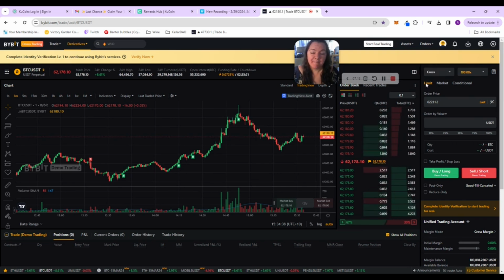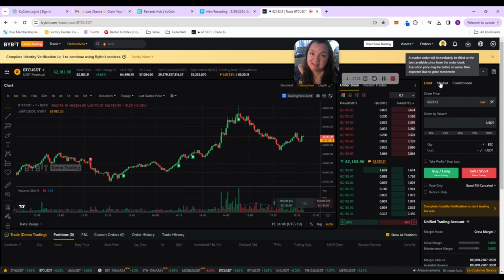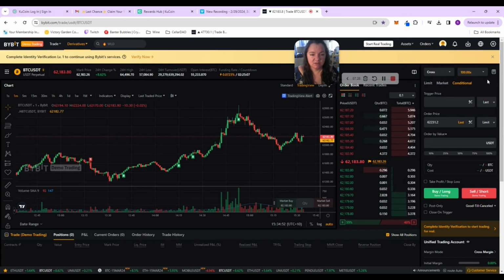So you're called a maker if you are making the market and placing a limit order, and you're a taker if you're making a market order. And so yeah, again, that is a difference as well. You will pay more fees if you're placing market orders. The other one is conditional, which is if you want to hit a trigger price and then create a separate trade after it hits a trigger price.